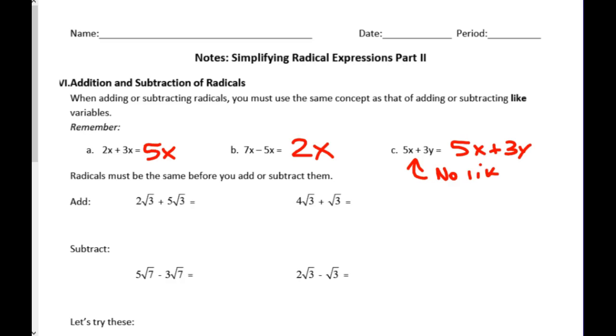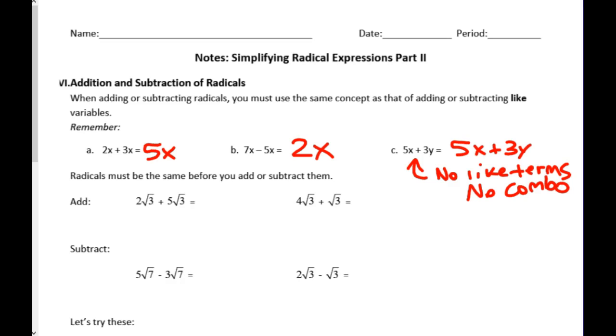No like terms. No combo. So again, you can only combine if you have the same terms. Why did I just tell you all this stuff? That's old news. Because square roots are the same idea as a variable. You can only add the same square roots together.